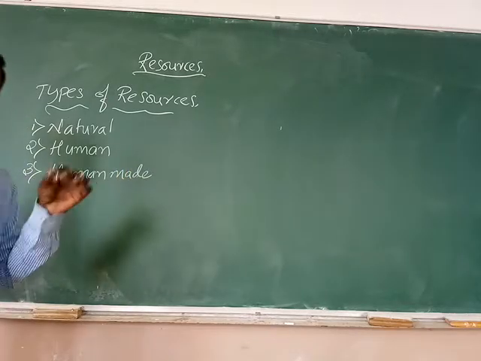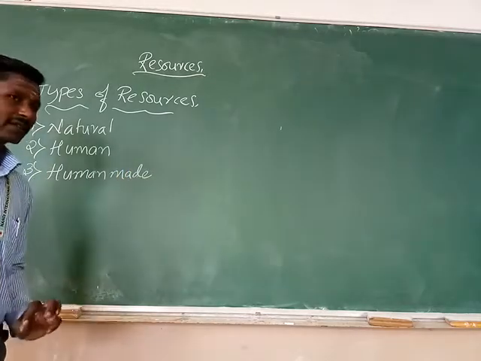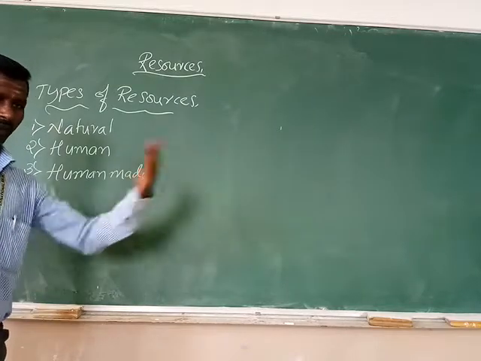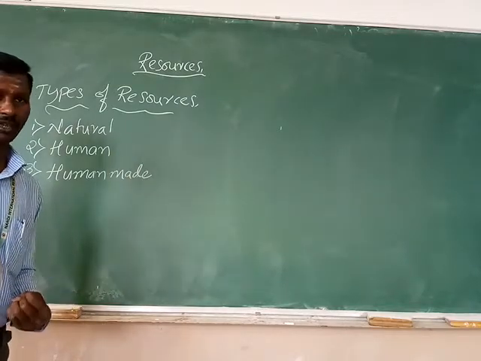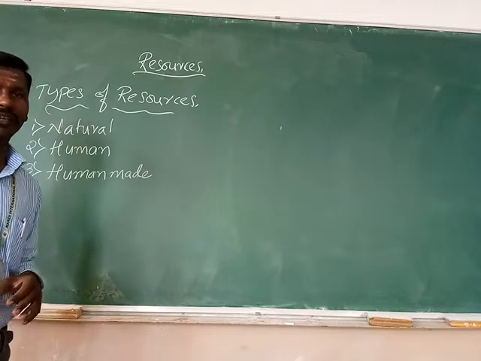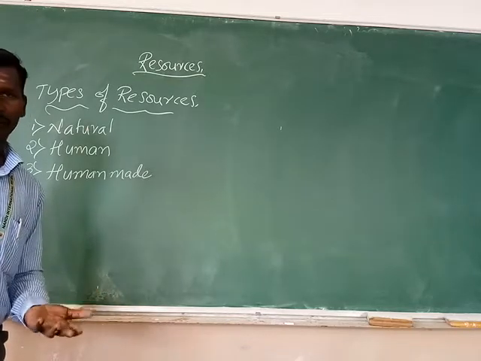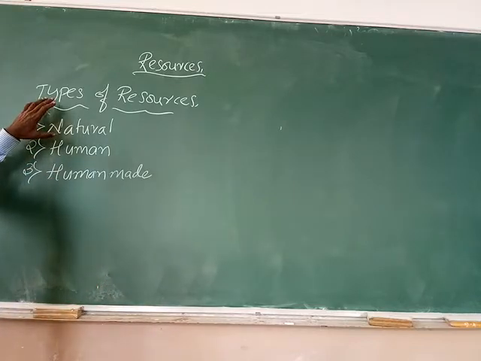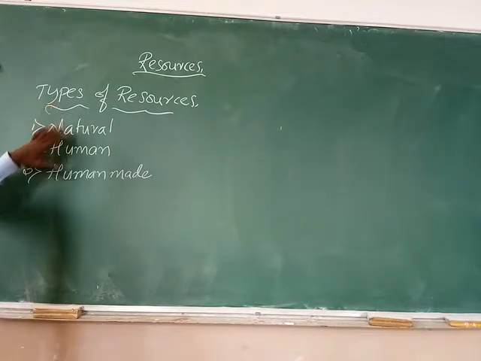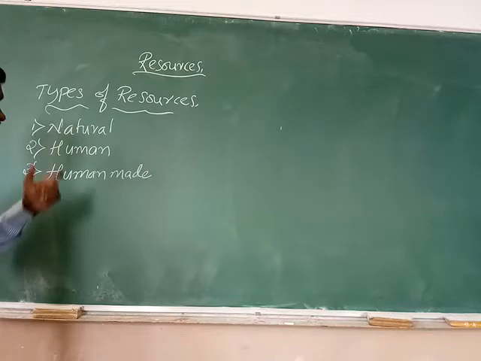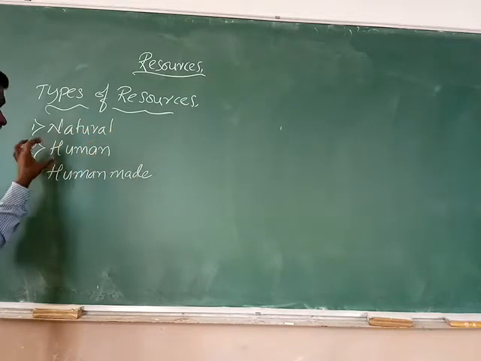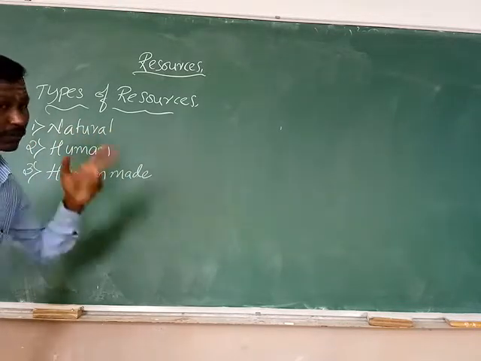the different materials, things which we use from our nature or from our environment to satisfy our needs, demands and to fulfill our work. So the available resources in our surroundings are categorized into three types, namely natural resources, human resources and human made resources.